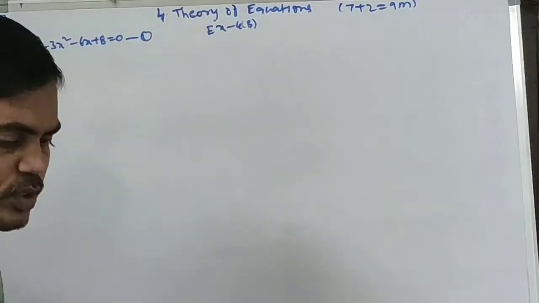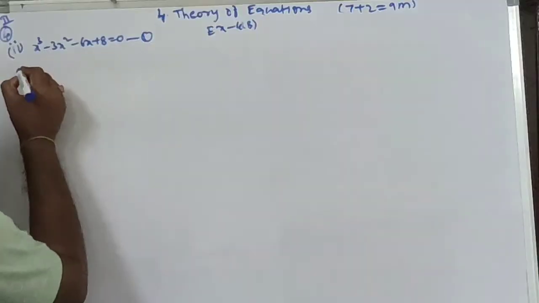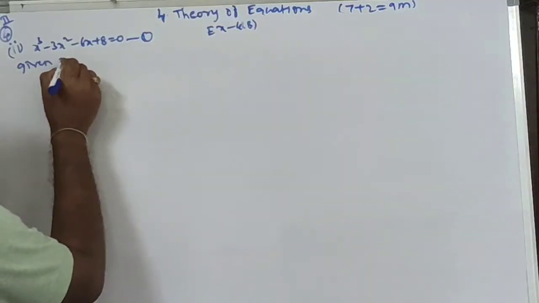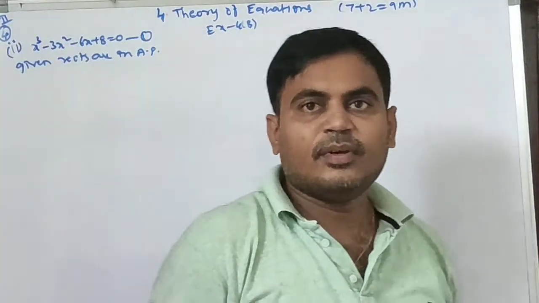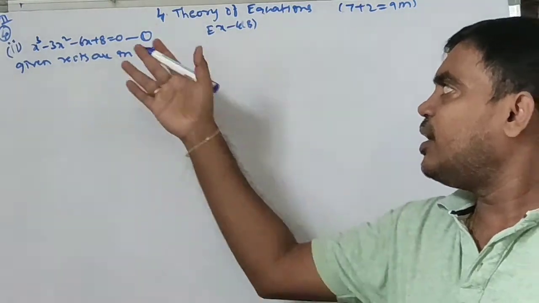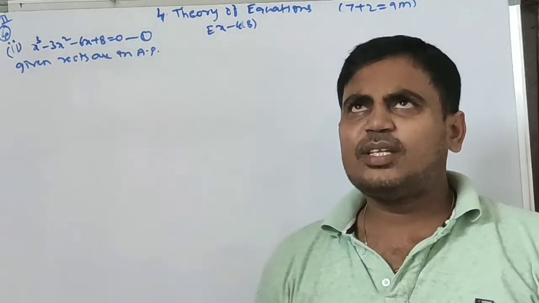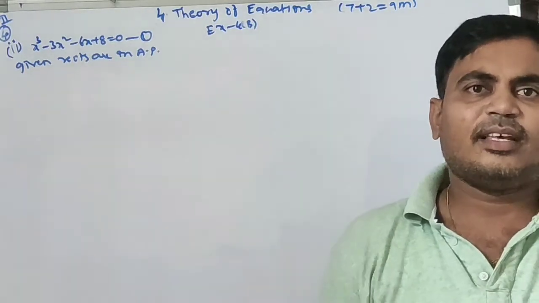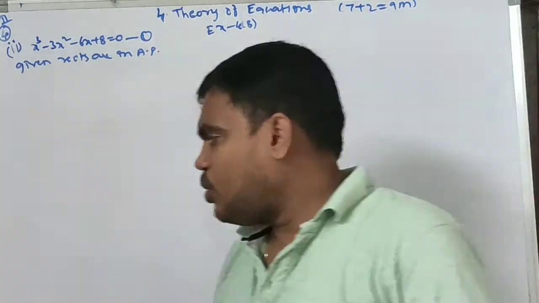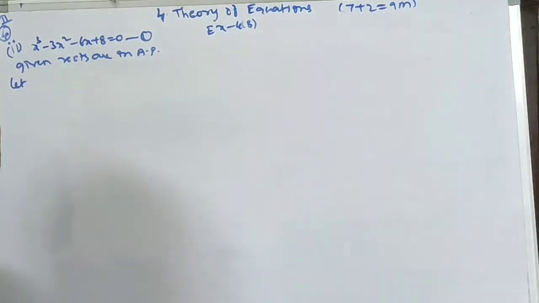So roots are in AP. Given roots are in AP, we need to find out the roots. What is AP? Common differences are equal. So let us consider the roots: if we take the first one A, the second one A plus D, the third one A plus 2D.